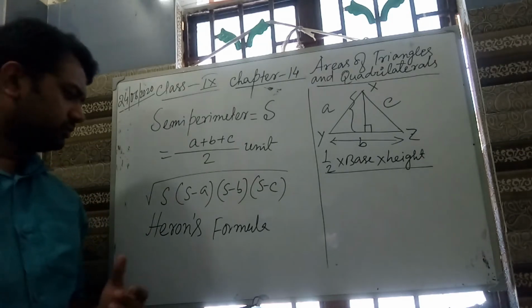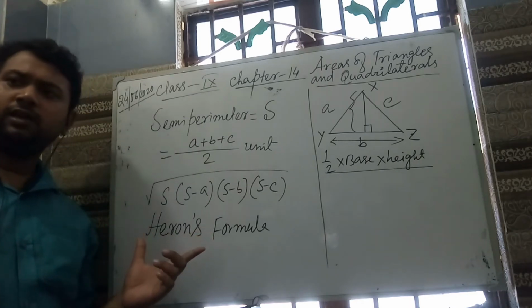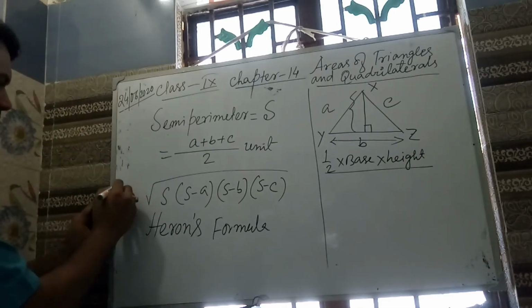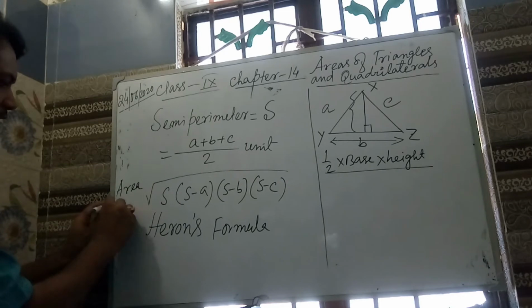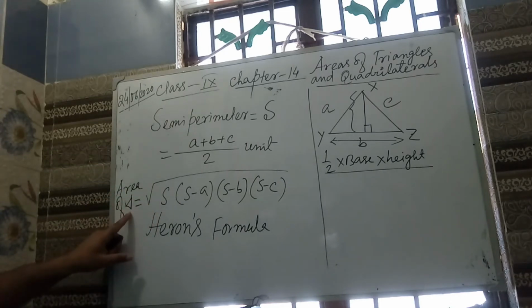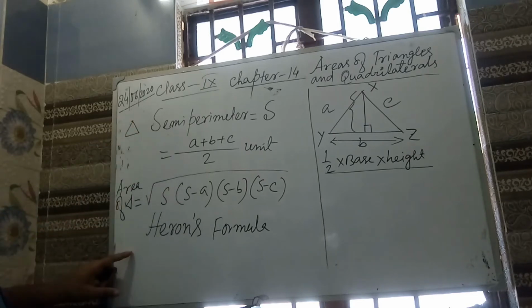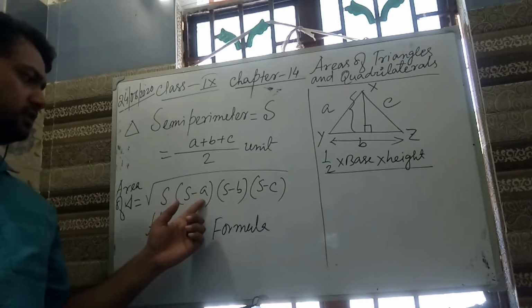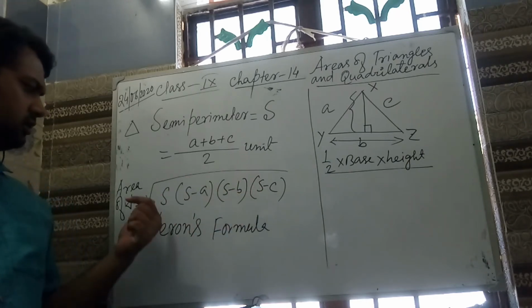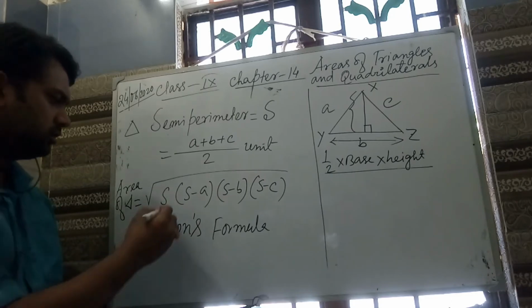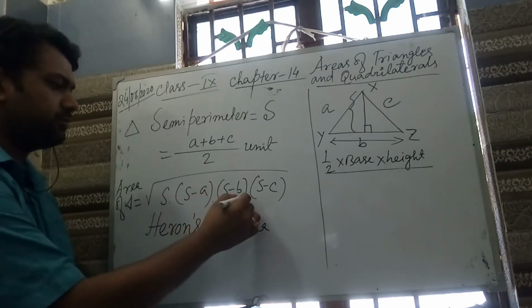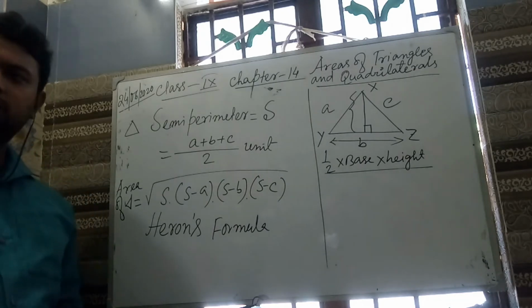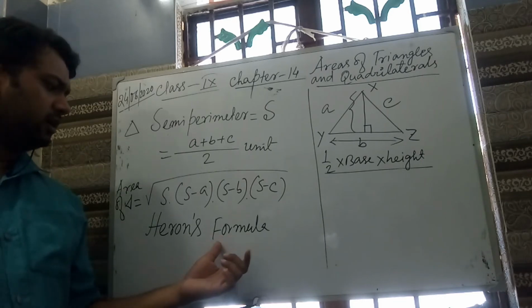Okay, so this formula was introduced by Heron: area of any triangle, this is the triangle symbol, you can write it like this, whose measurement of three sides are given only. Then we will use this formula, root over S into (S minus A) into (S minus B) into (S minus C). This formula was introduced by Heron and it is known as Heron's formula.